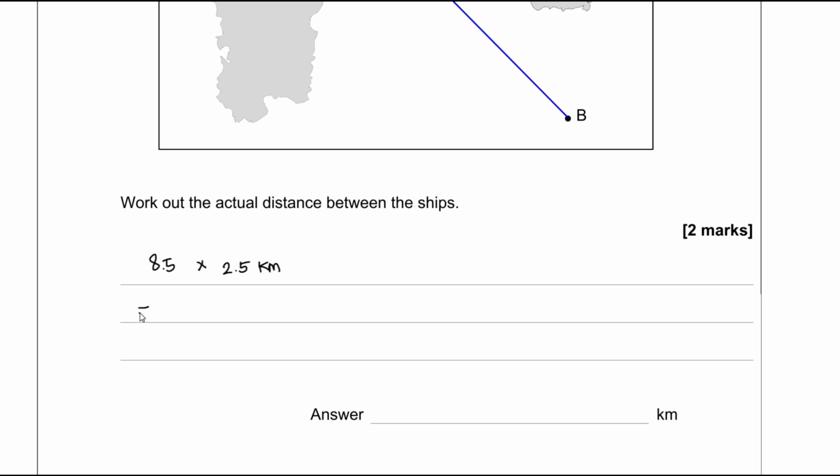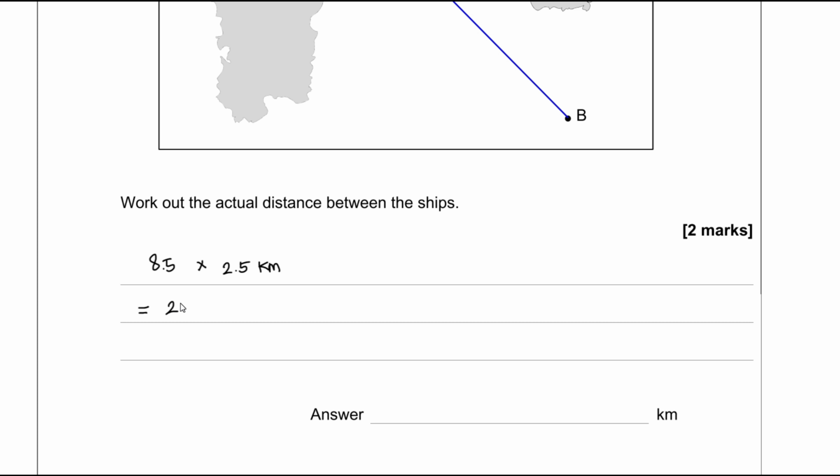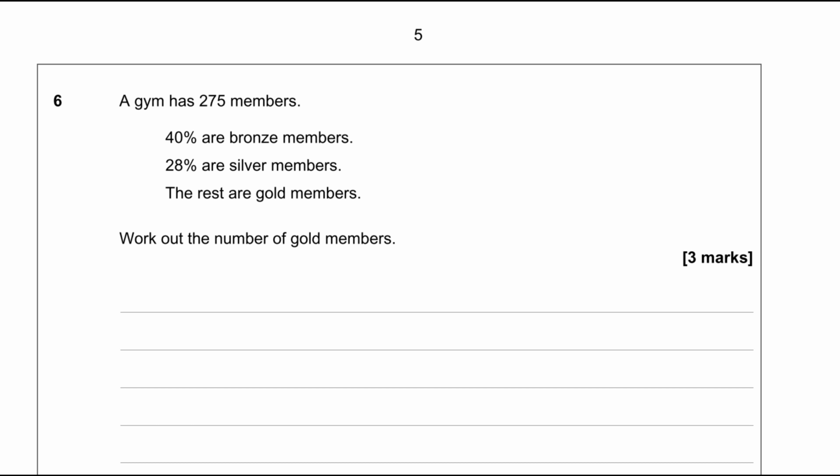So let's use our calculator, 8.5 times 2.5. It is 21.25. So that will be our answer, 21.25 kilometers. That's the actual distance. Let's continue with question 6.